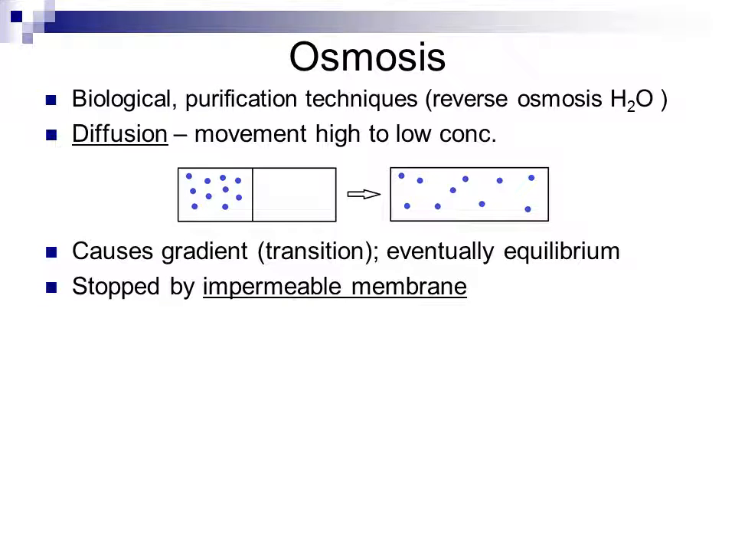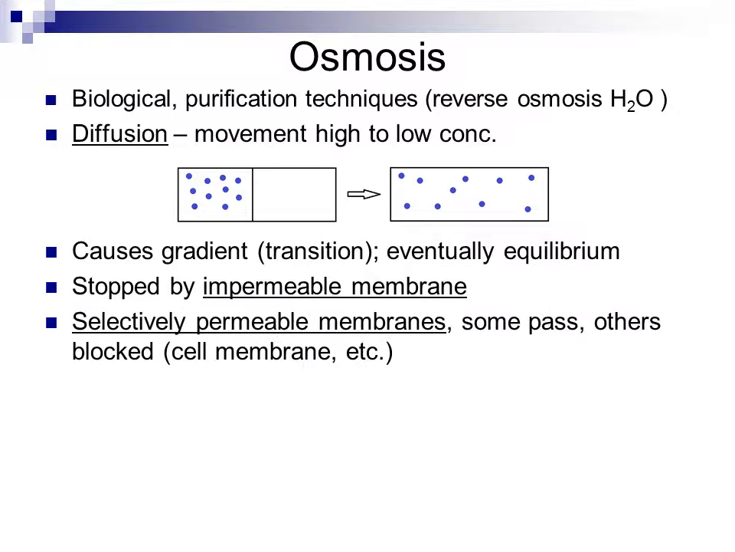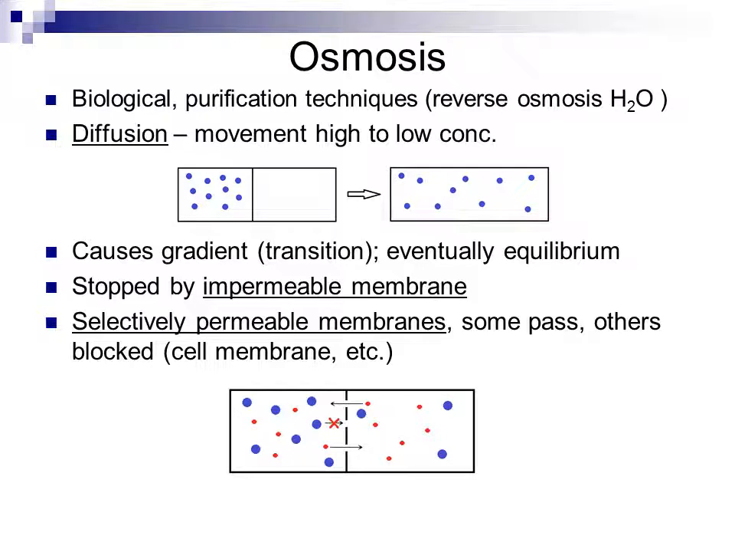Diffusion can be stopped by an impermeable membrane. This means that it's a membrane that can't be crossed. On the other hand, if I have a selectively permeable membrane, one that will allow some things through and others to be blocked, we can have controlled diffusion. This is what happens in the case of something like a cell membrane. It allows smaller particles like water through, but blocks large particles like proteins.